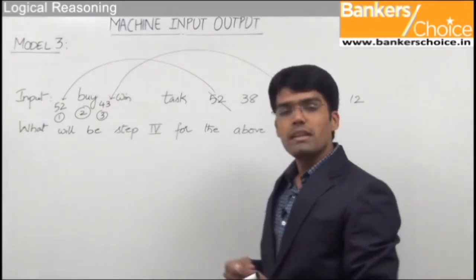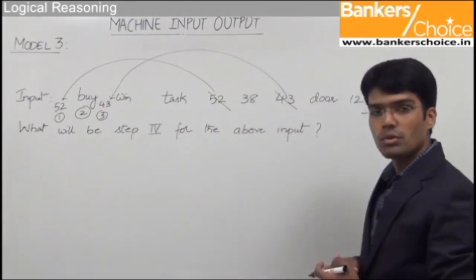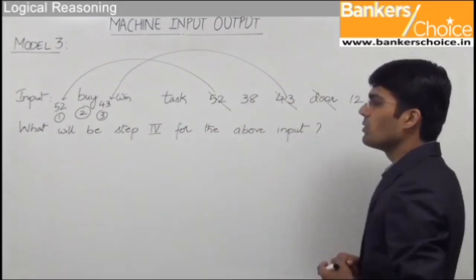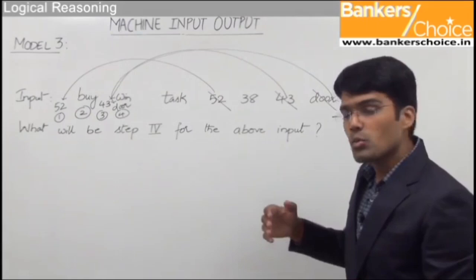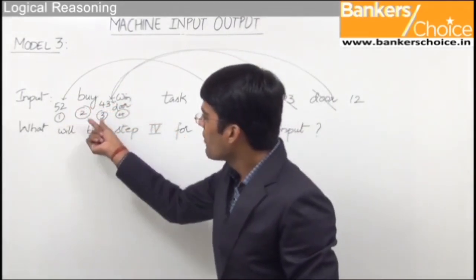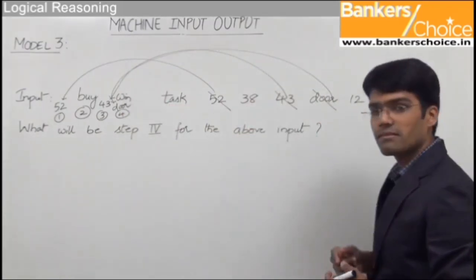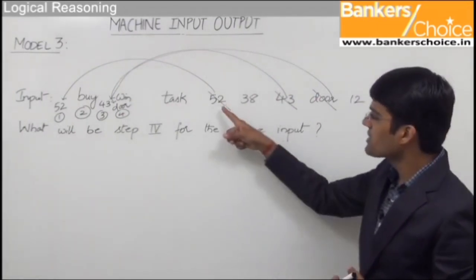After 43 we need a word, and that word should be one among win, task or door. And since we are following the alphabetical order, we know that the word would be door after 43. So let us strike off door and just move it after 43. That means door comes in this position and it is the 4th position of the arrangement. So far the output looks like 52, buy, 43, door, followed by win, task, 38 and 12, as these elements have not yet been moved to their proper places. And so far we have finished 3 steps.